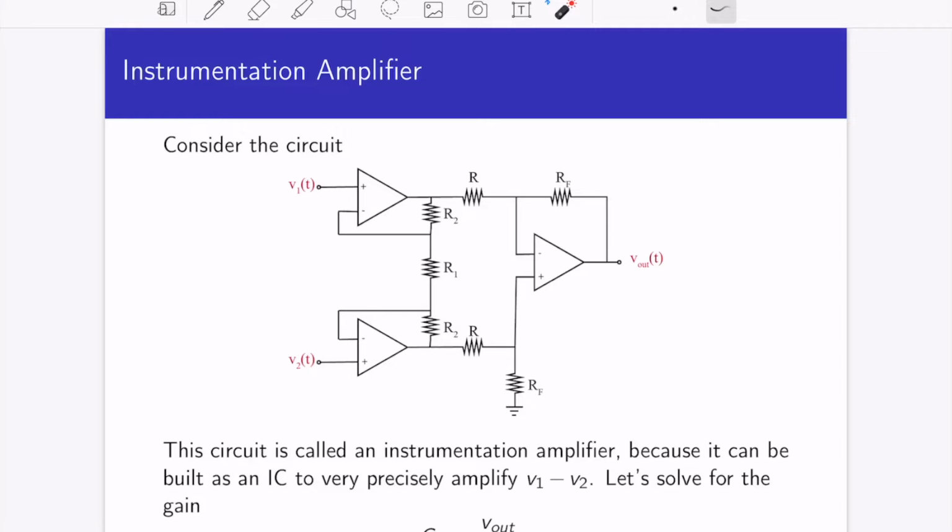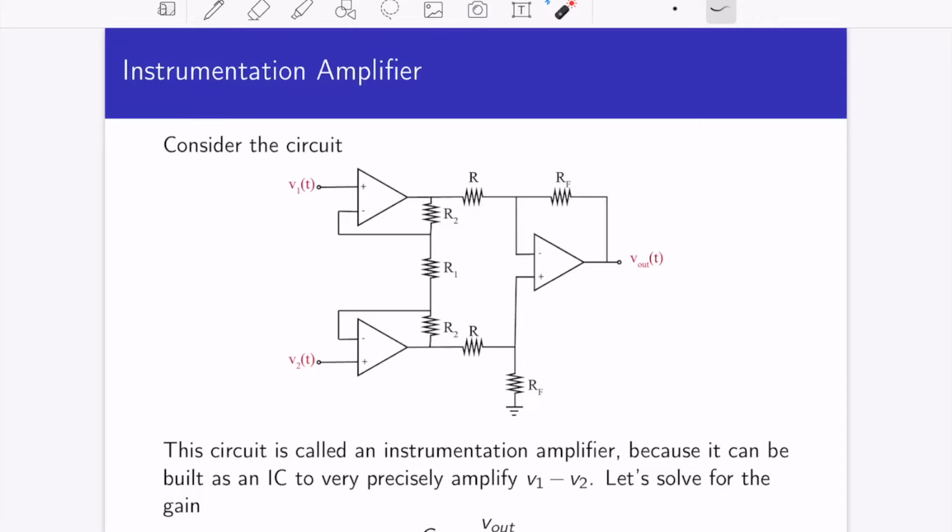I'll tell you the end result before we start: the gain is equal to V out over V1 minus V2. That's why it's called an instrumentation amplifier, it allows us to very precisely amplify a value V1 minus V2. Okay, so let's look at how we would solve a circuit like this.